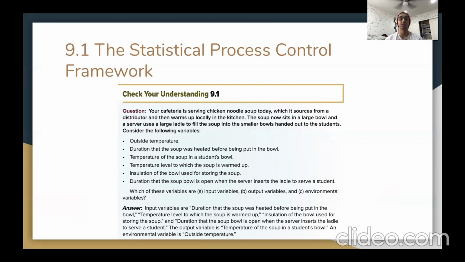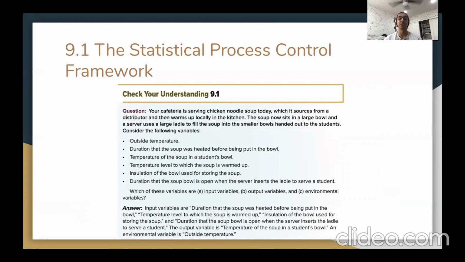Consider the following variables: outside temperature, duration that the soup was heated before being put in the bowl, temperature of the soup in the student's bowl, temperature level to which the soup is warmed up, insulation of the bowl used for storing the soup, duration that the soup bowl is open when the server inserts the ladle to serve a student. So which of these variables are input variables, output variables, and environmental variables?